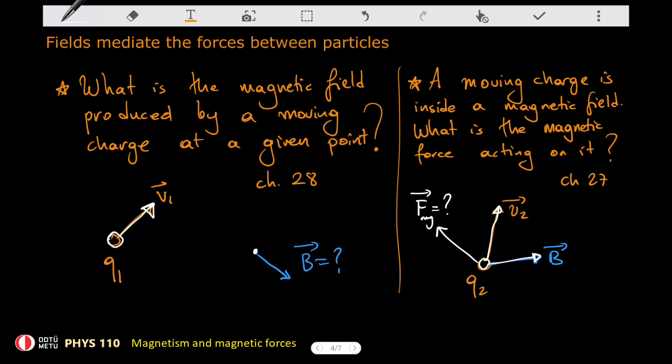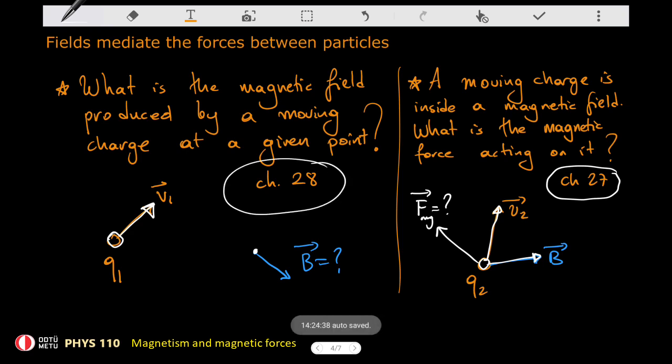These are, of course, questions about the same physical phenomena. It's the interaction between a moving charge and the magnetic field, but we just investigate them in separate chapters. So we first start, in chapter 27, with the force question. What is the force on a moving charge inside a magnetic field? And then in the next chapter, we are going to discuss how we can compute the magnetic field produced by a moving charge. Okay, so as a result, we are going to start with the force expression.